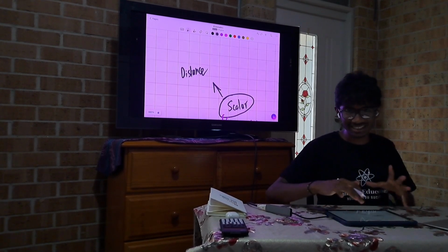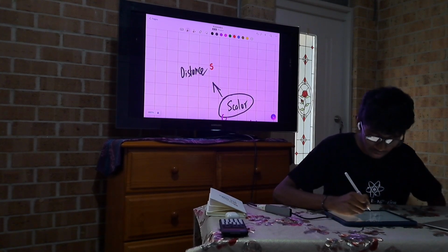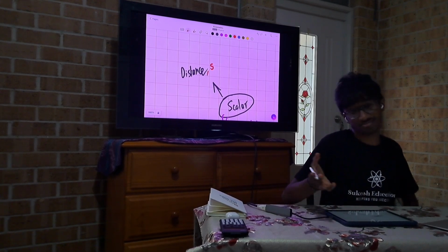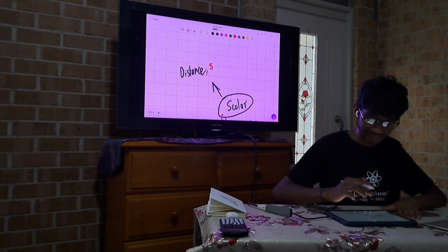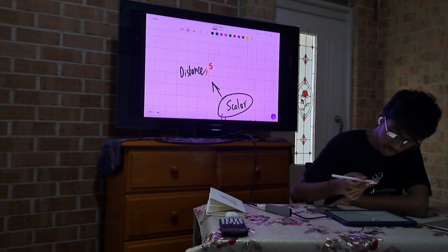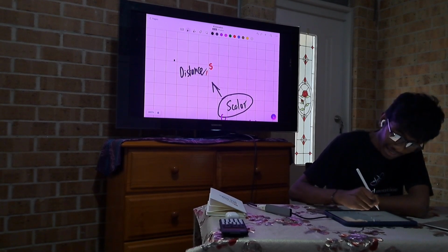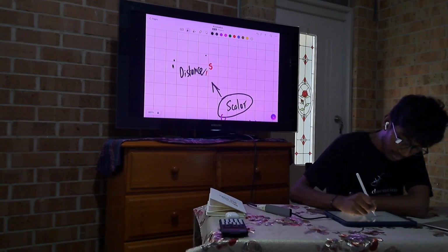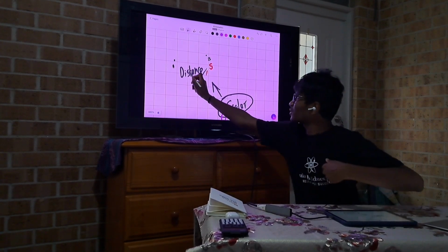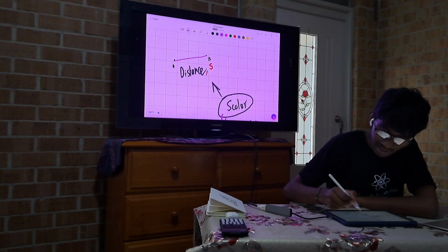So, distance is a form of scalar quantity. What is the SI unit, you might ask? Well, the SI unit is S. Why, you might ask? I don't know. So, what is distance? Well, let's go smaller. A distance is the length between point A and point B. Distance is basically the length between the A and the B. So, if we draw a line, it's the line there.